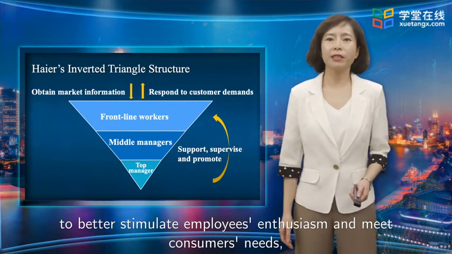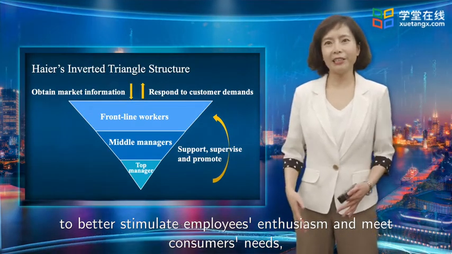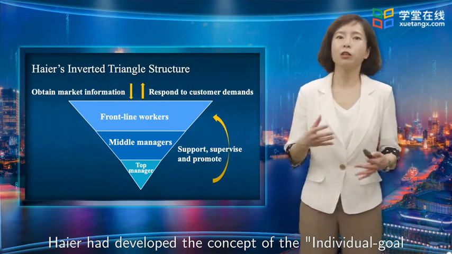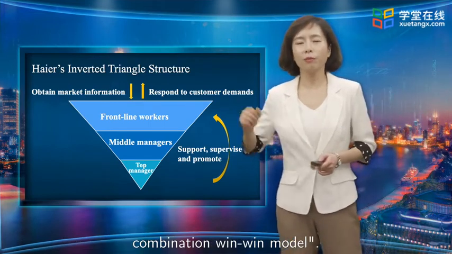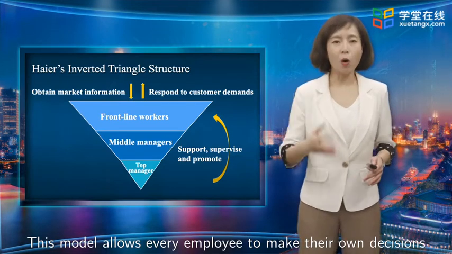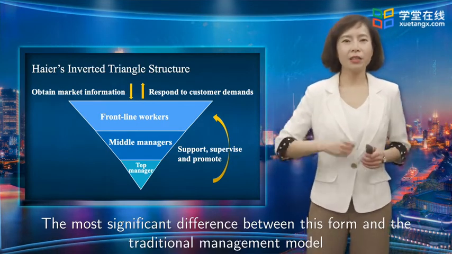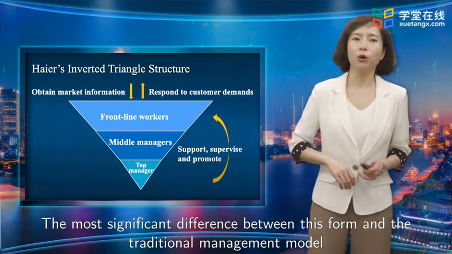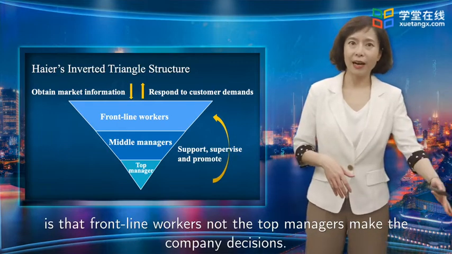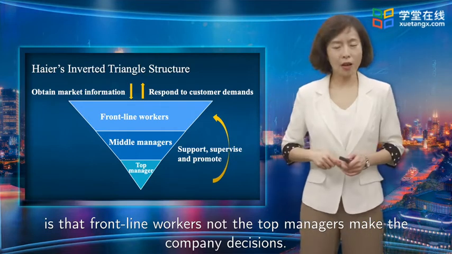Therefore, to better stimulate employees' enthusiasm and meet customers' needs, Haier had developed the concept of individual goal combination win-win model. The model allows every employee to make their own decisions according to market changes. The most significant difference between this form and the traditional management model is that the front-line worker, not the top manager, makes the company's decision.